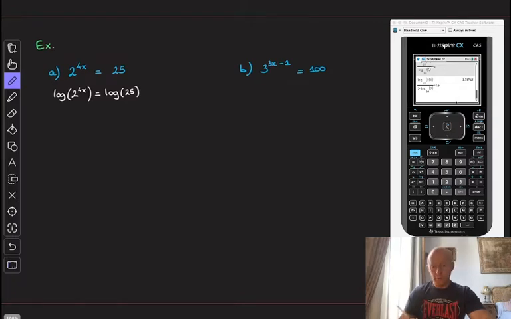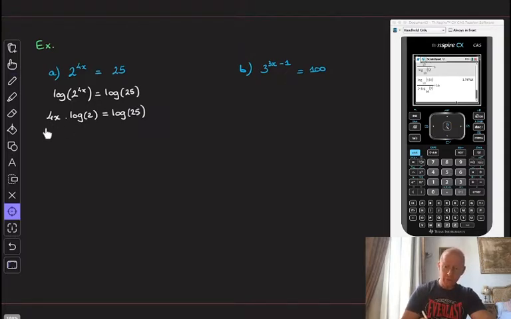Now that that's done, I can use the rule. I won't write it again this time. I can take this power of 4x outside of the logarithm, and in doing so, this whole thing becomes 4x times log of 2, and that's equal to log of 25. Now, remember, I can rearrange the order. There are 3 things being multiplied here, 4, x and log 2, and multiplication is commutative, in case you had forgotten the word. I can rewrite this as x times 4 times log of 2, and that's equal to log of 25.